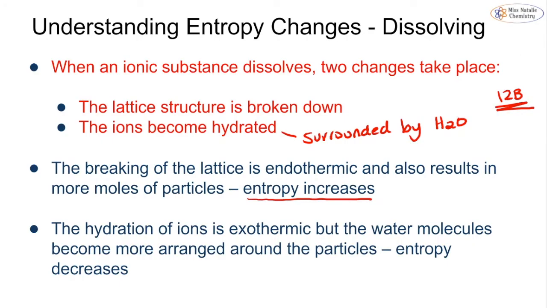Now, the hydration of ions, or the surrounding of the ions with water, is exothermic, but as we surround the ions with water, they become more arranged around the particles, therefore meaning they have fewer possible arrangements and our entropy decreases.